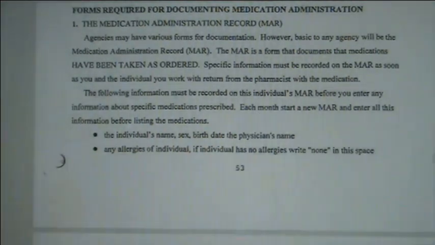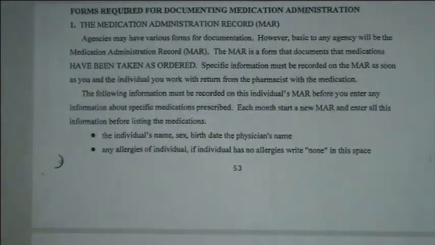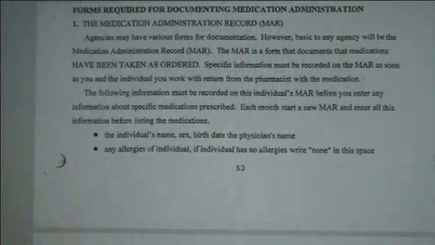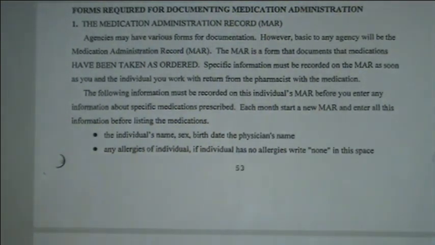You know, the doctor's prescription form is to be used by the doctor to write the prescription, to write the order. To prove that the order is being carried out, the prescriptions are being given, then a different record is required. That record is called MAR, Medication Administration Record. It is the record of you administering the medication. Okay.